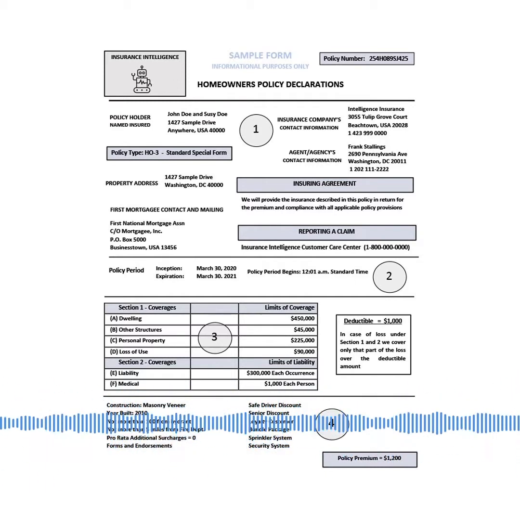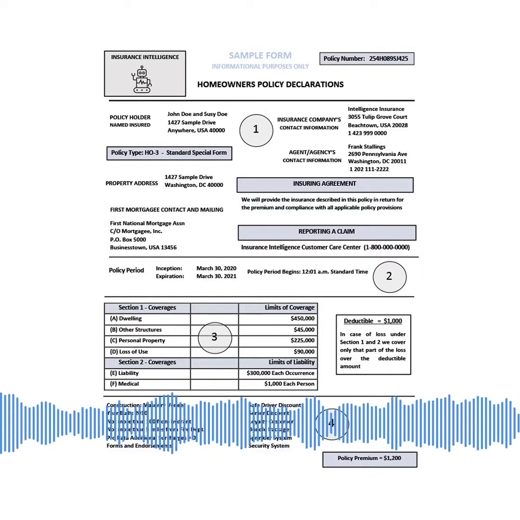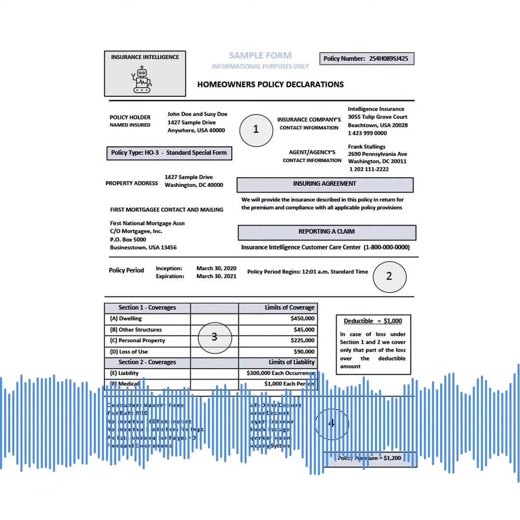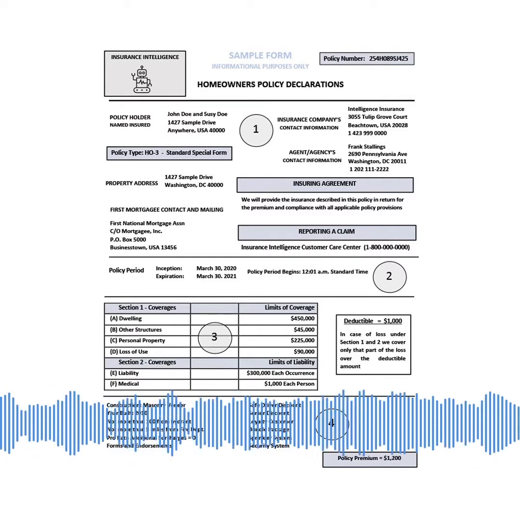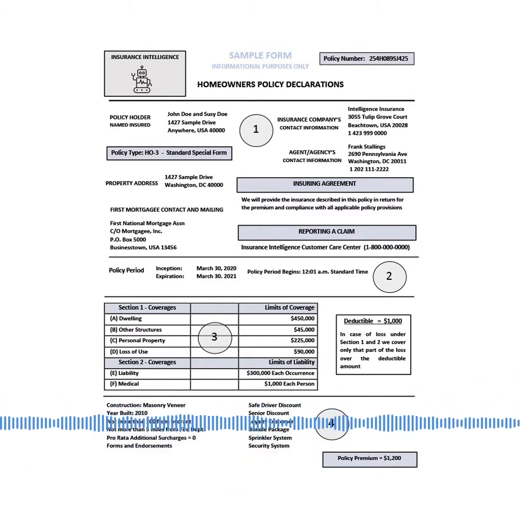Section 1 covers the following subsections: A. Dwelling, B. Other structures, C. Personal property, and D. Loss of use. Section 2 covers the following subsections: E. Liability, and F. Medical payments. Now let's dig a little deeper.